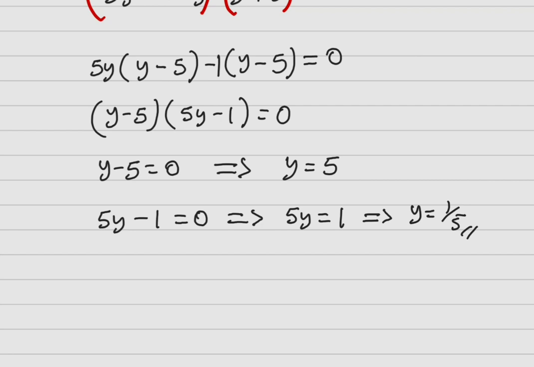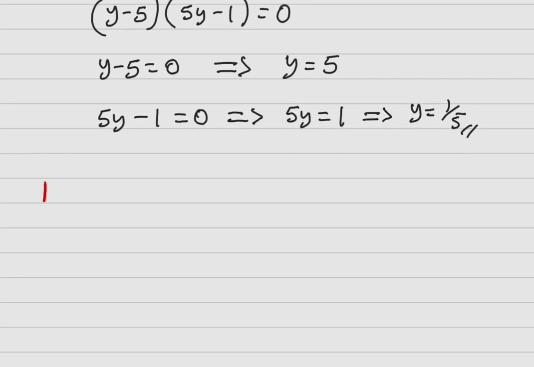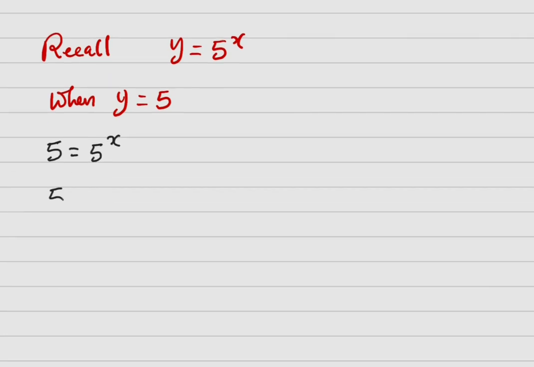But recall, we were not asked to find y. We are looking for x. So recall that y is equals to 5 raised to the power x. So when y is equals to 5, we can now conclude that 5 is equals to 5 raised to the power x. So therefore, this is 5 raised to the power 1 is equals to 5 raised to the power x. Hence, x is equals to 1. That is one of the solutions, okay?